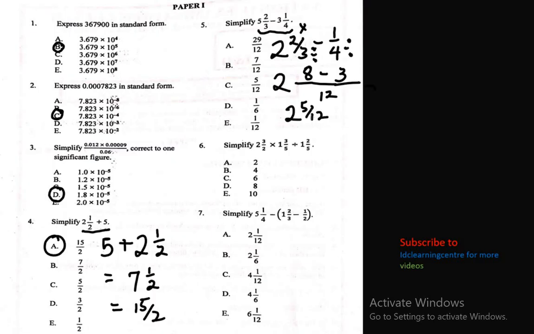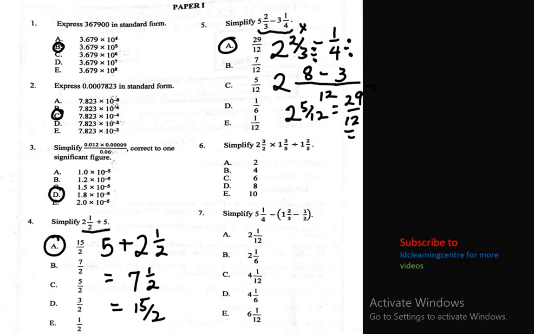Now if you look at the options, you may think the answer is not there. No, the answer is there. Just observe that some of the options are in improper form. So change your answer to an improper fraction. 12 times 2 is 24 plus 5. That's 29 out of 12. And the right answer is A.